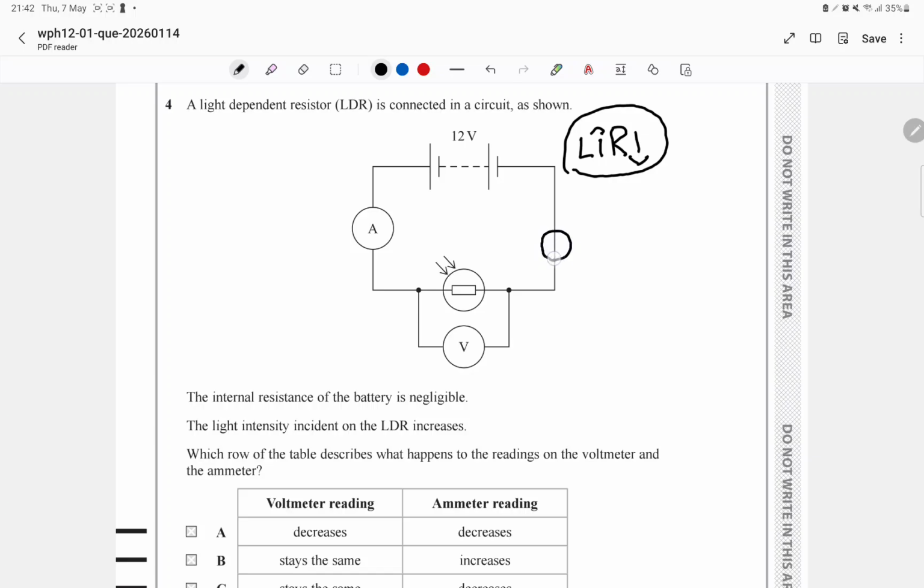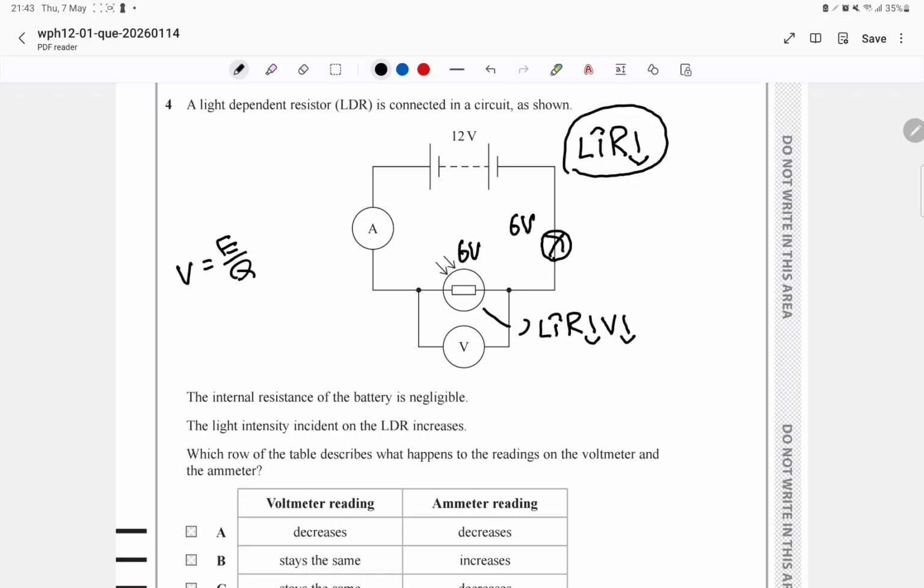Let's say I had a light bulb in series. Now they're both sharing the 12 volts. So for example, let's say they both had 6 volts each. And this is a hypothetical. If you increase the light intensity of the LDR, the resistance will decrease. And because there's a lower resistance, there will be fewer collisions with the LDR, so less energy transferred. And we know that voltage is the energy transferred per unit charge. So therefore, the LDR will have a smaller share of the voltage.